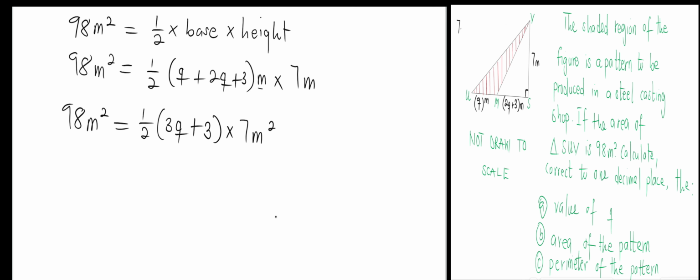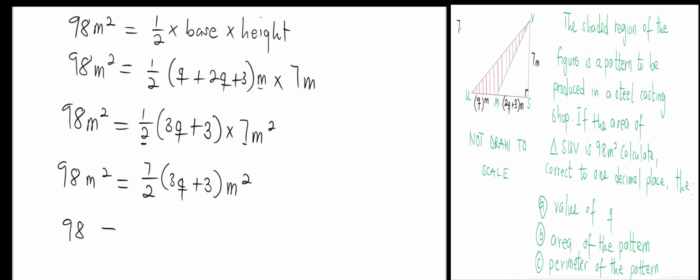We can now multiply this half by the 7. So we are going to get 98 square meters equal to 7 divided by 2, then bracket open, 3Q plus 3, close bracket, then square meter. You can divide through by square meter so that you'll be left with 98 equal to 7 out of 2 multiplying 3Q plus 3.